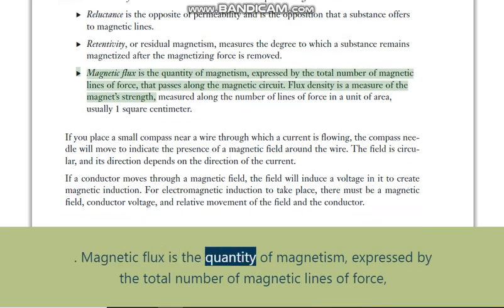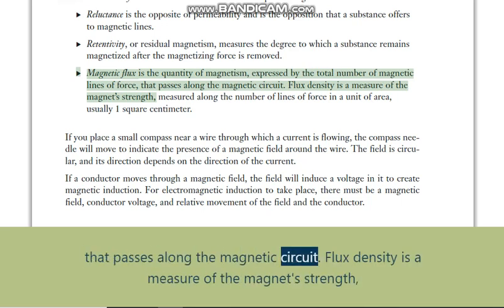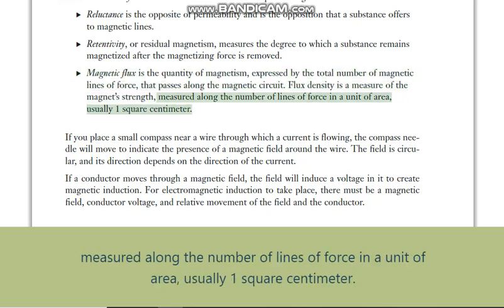Magnetic flux is the quantity of magnetism, expressed by the total number of magnetic lines of force that passes along the magnetic circuit. Flux density is a measure of the magnet's strength, measured along the number of lines of force in a unit of area, usually 1 square centimeter.